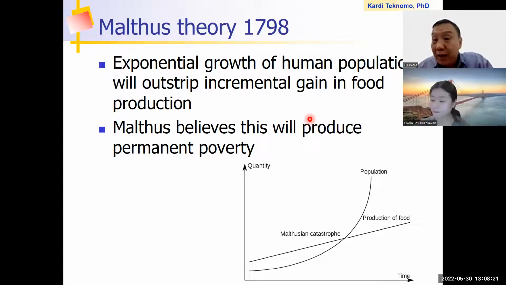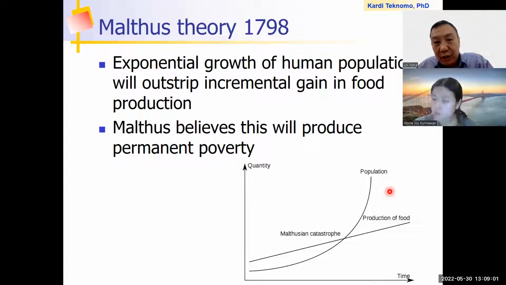You learned that Malthus theory, right? In high school, probably you learned that over time, in 1700 or 1800, the population growth is exponential like this, while the production of food is still linear like this, right? And Malthus said, look, this will create a permanent poverty, and at a certain point here, probably the population of the world will decline.